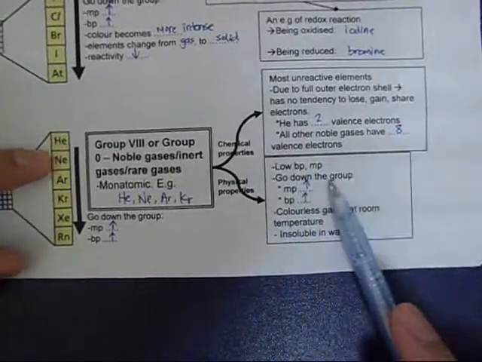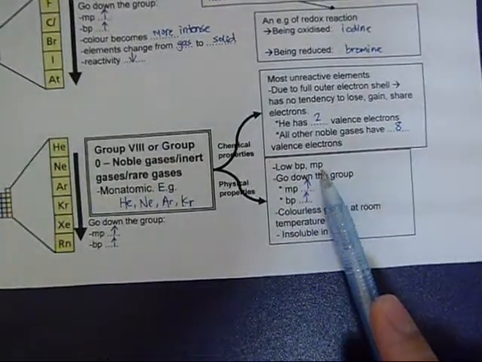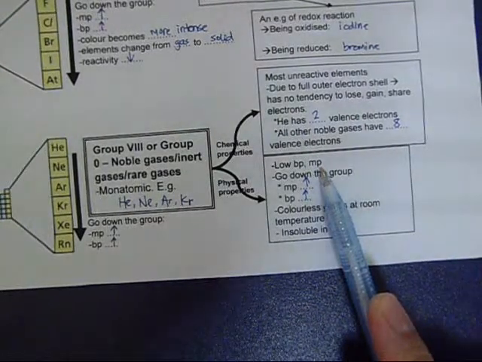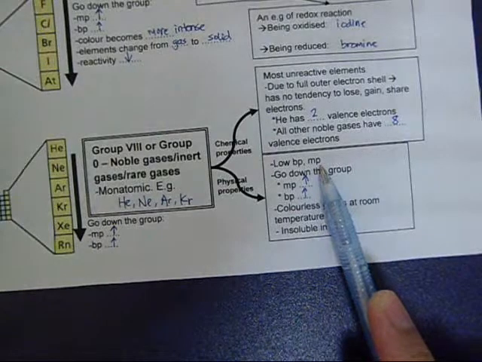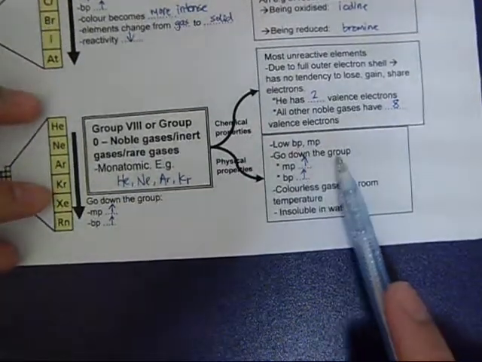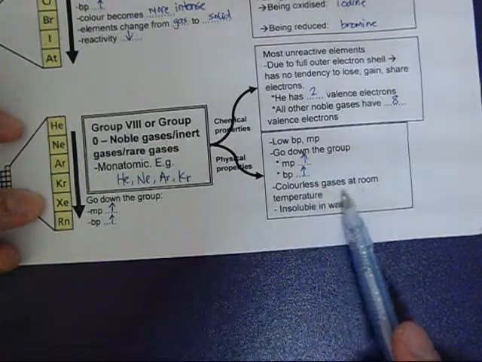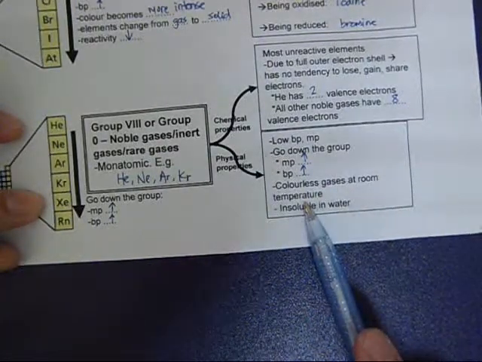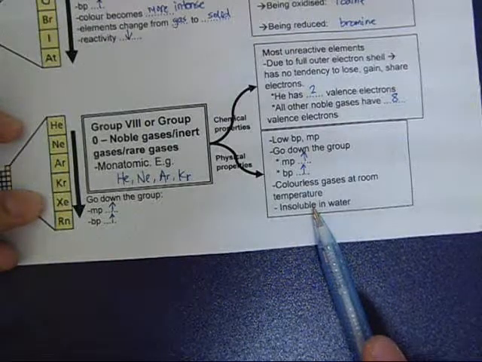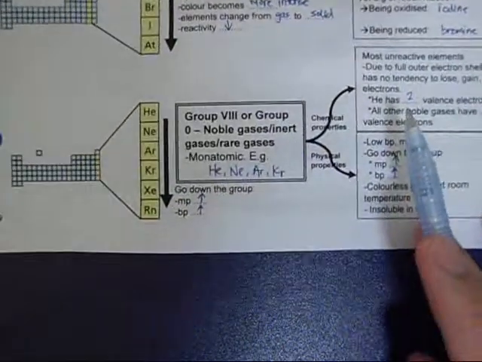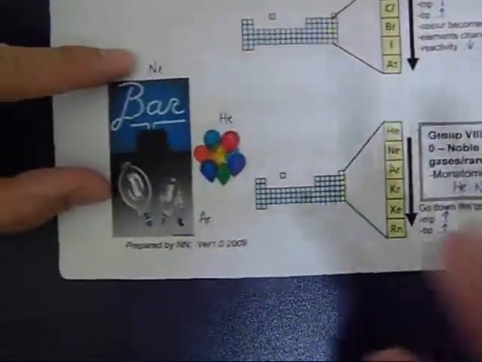And the physical properties, similar to halogens: low boiling point or low melting point, because all of them are gases. All gases have low boiling point, meaning that they are very easily boiled. As you go down the group, melting point increases, boiling point increases, and they are all colorless gases at room temperature and pressure, and they are all insoluble in water. So that would sum up group 8 or group 0, the inert gases.